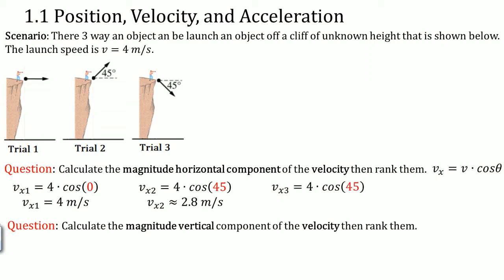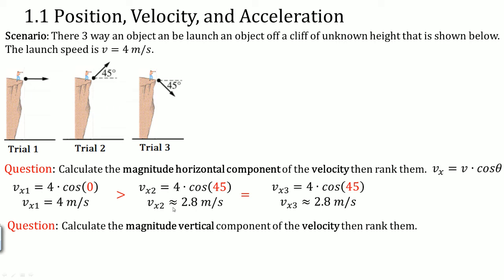And then for the third trial, it is still 45. It's not negative in any way because it says magnitude. And that's also going to be 2.8 meters per second. Those two are the same because their thetas are the same. So now you rank them, it should be in that order. The reason why trial 1 is greater is because it is purely horizontal. There isn't any part that was lost.